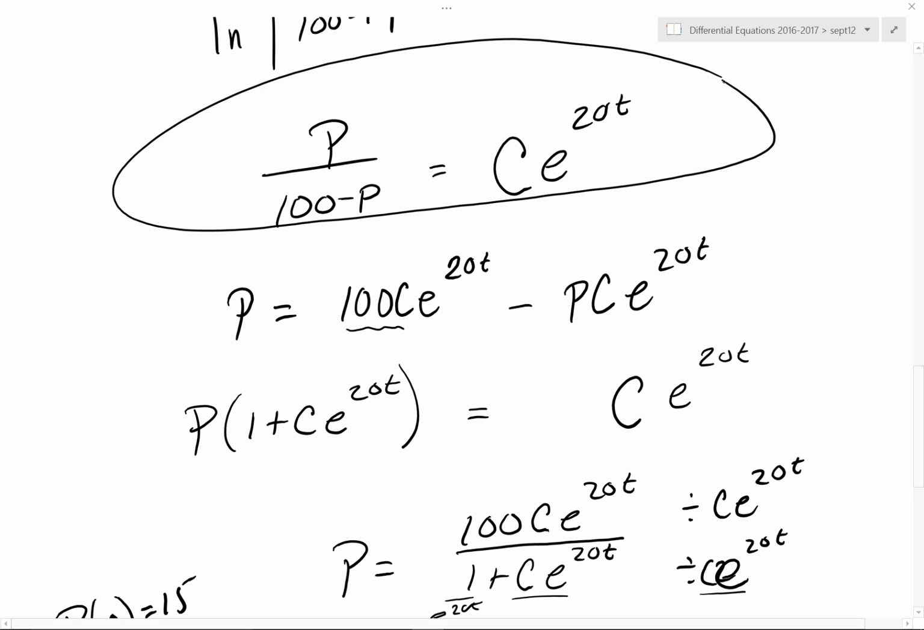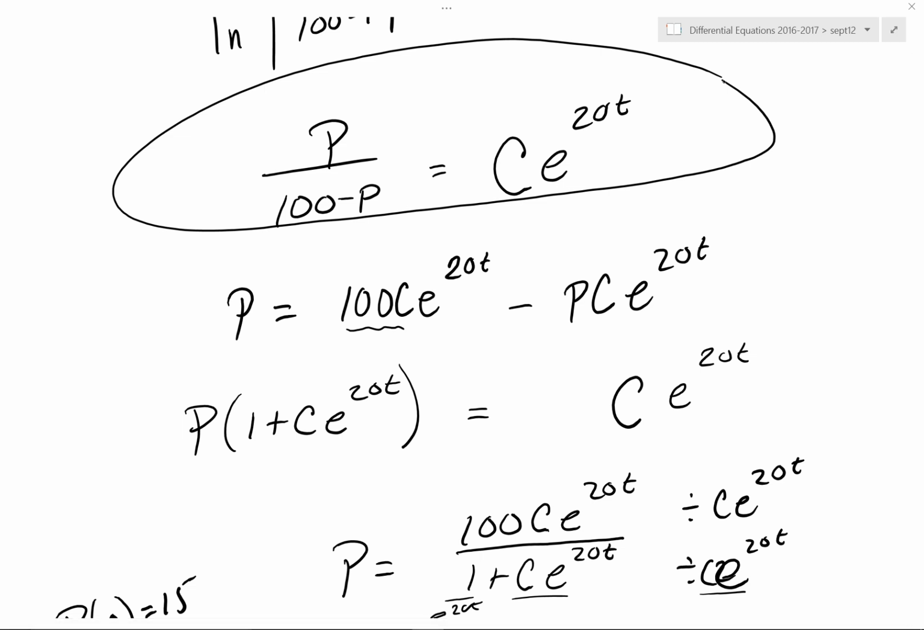They're all the same, but this one's easier to solve for C, because when t is 0, this is C equals literally 15 over 85. Yes? 15 over 85.